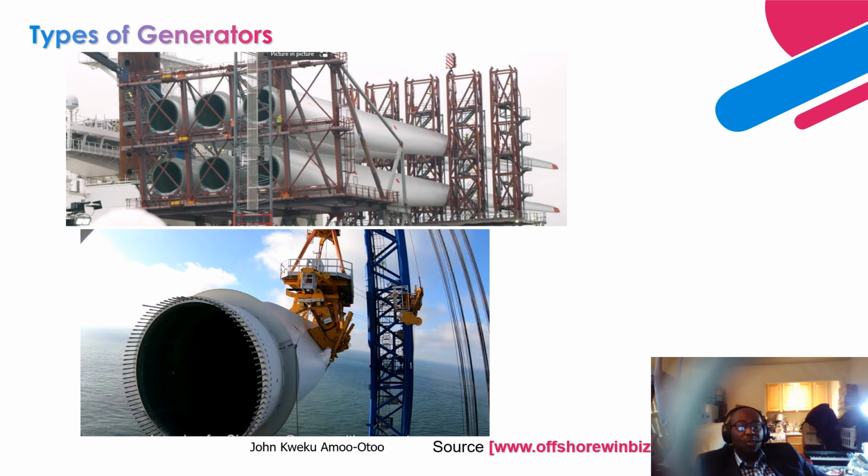Next is a picture of blades. So as you can see over here, we have six blades, right? So it means that these are going to be installed on two wind turbines. Each wind turbine is going to take three blades. I think this bottom picture is a typical blade that is going to be hoisted into place.